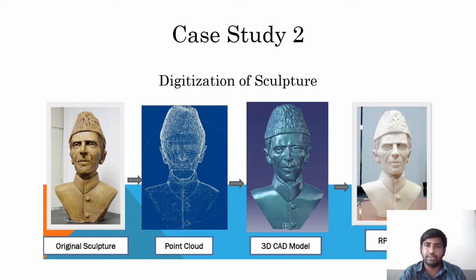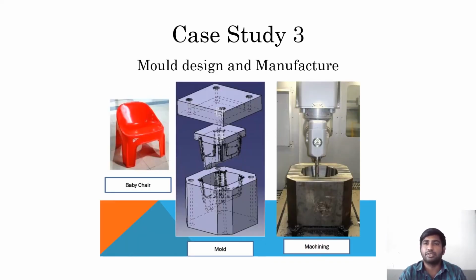After the 3D sculpture, it will be transferred into any RP machines. The original required product will be created. Okay, so exactly the original sculpture will be recreated using the reverse engineering technique with RP machines. Okay, let's move on to case study 3.